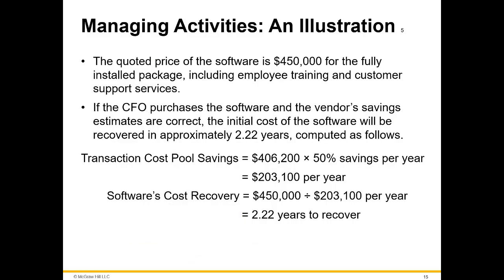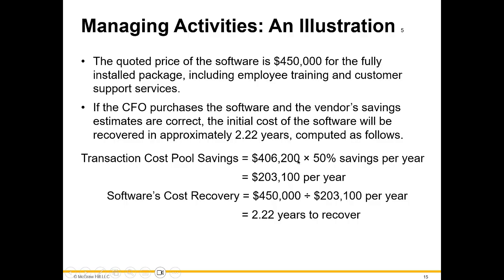As you recall, we're trying to evaluate this software and see how much time and cost it saves. The quoted price of the software is $450,000 for a fully installed package. If the CFO purchases the software and the vendor savings estimates are correct, the initial cost of the software will be recovered in approximately 2.22 years. So let's go back and look at this.